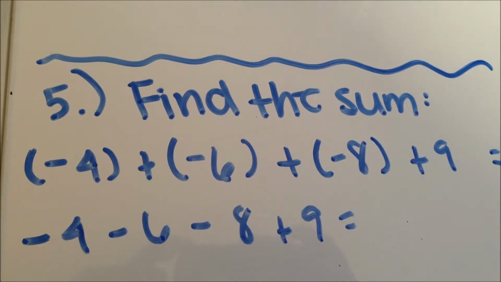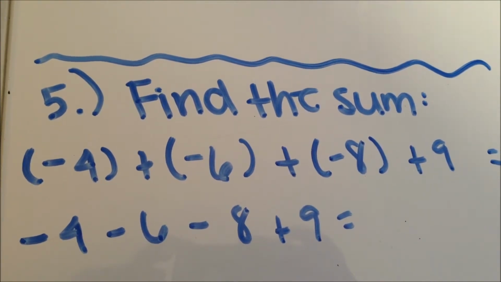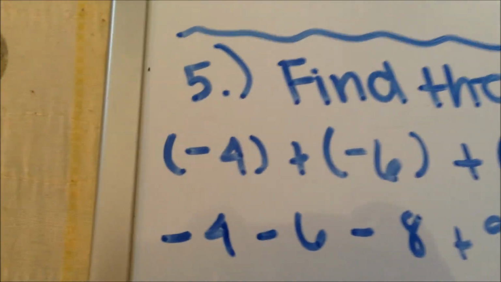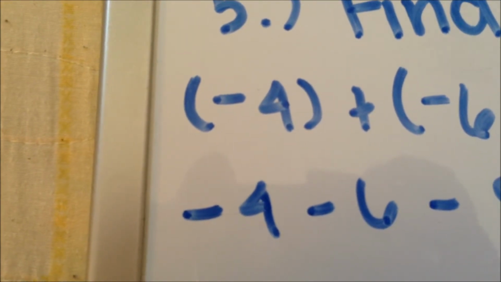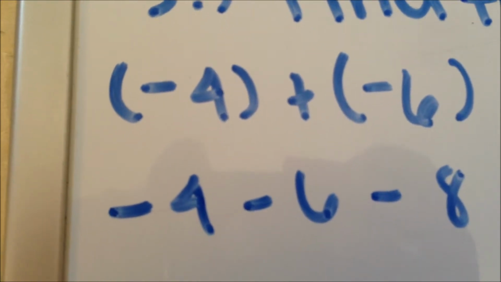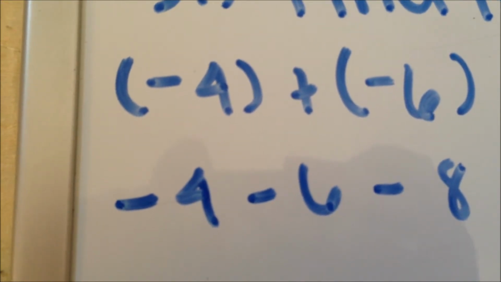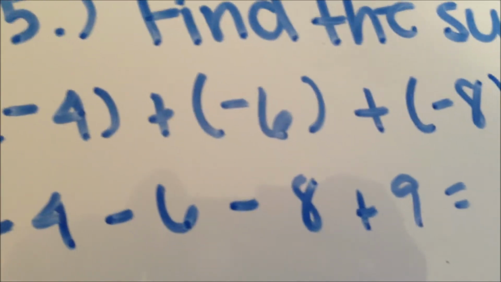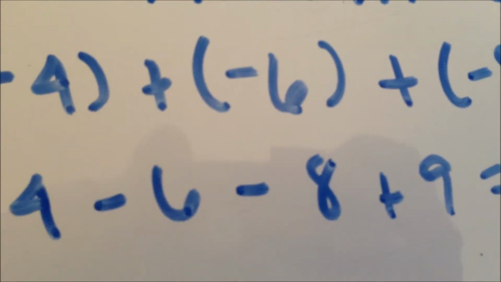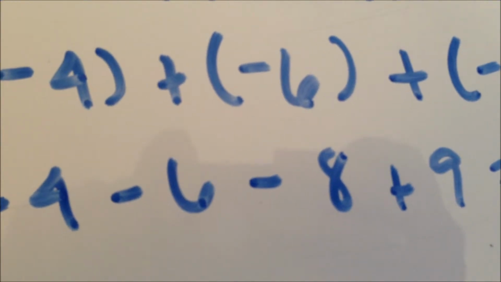Now, because we're working with more than two numbers, you work from left to right and you only work with two numbers at a time. So let me show you what I mean. We have -4 minus 6, same sign sum, so it's -10. -10 minus 8 is also same sign sum, so you have -18, and then -18 plus 9, that's different signs difference. That's going to give you 18 minus 9, which is 9, but your answer is -9.